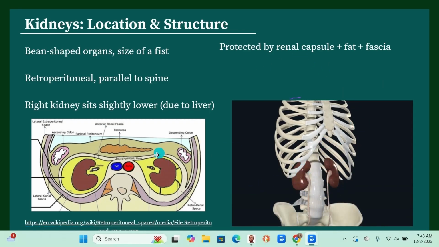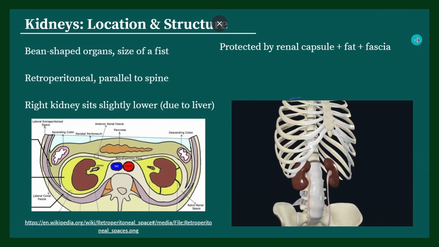The renal capsule, that's what it's called. The renal capsule is what protects the kidneys. I didn't see it in here. It's not listed in here, but fat and fascia are what protect the kidneys. There's always something protecting an organ.